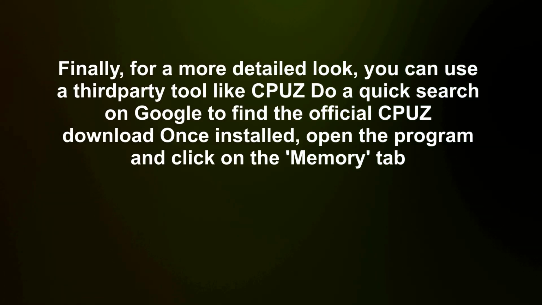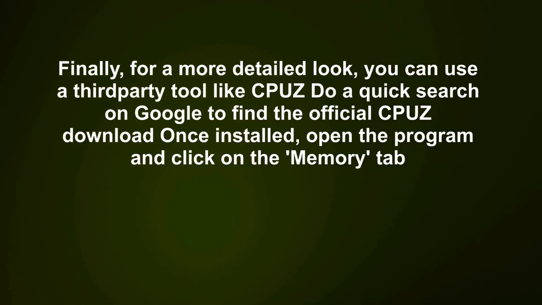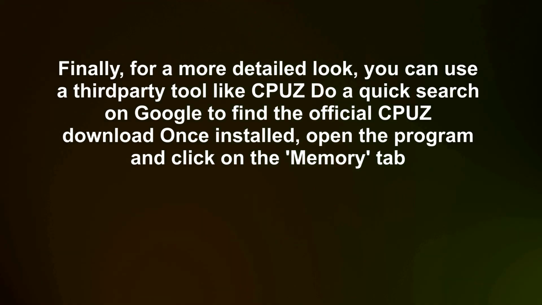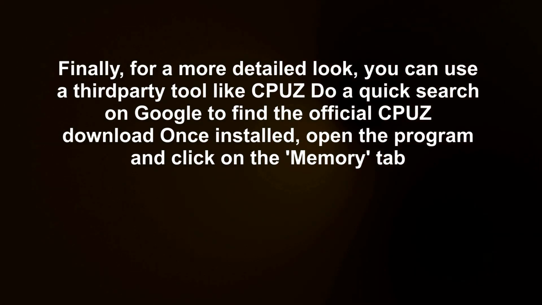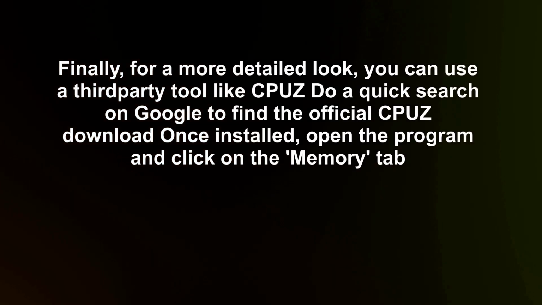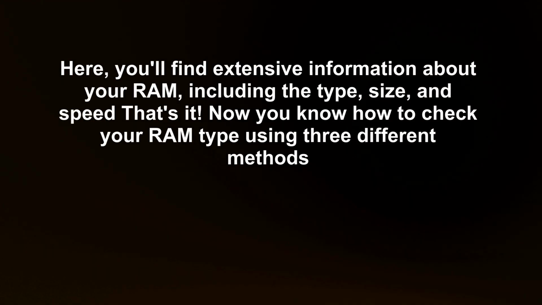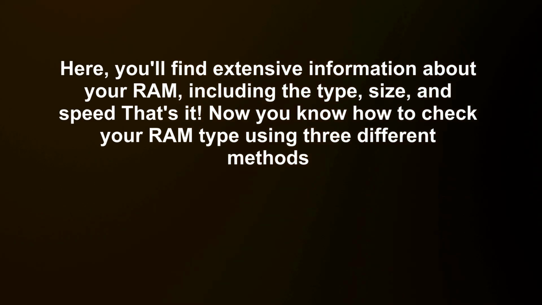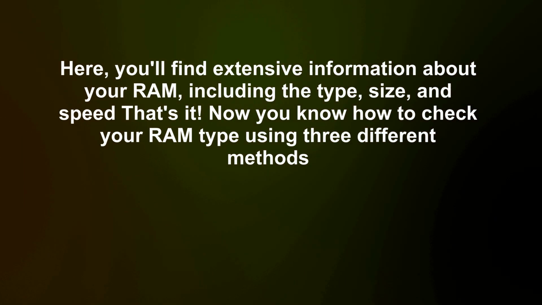Finally, for a more detailed look, you can use a third-party tool like CPU-Z. Do a quick search on Google to find the official CPU-Z download. Once installed, open the program and click on the Memory tab. Here, you'll find extensive information about your RAM, including the type, size, and speed.